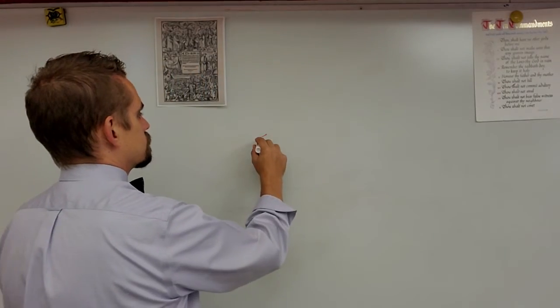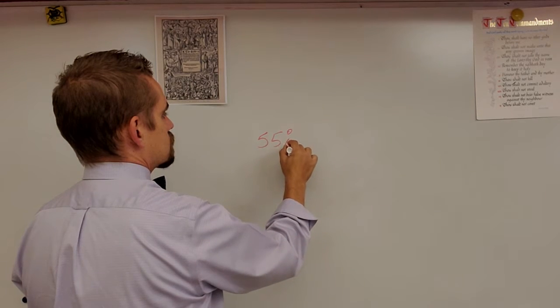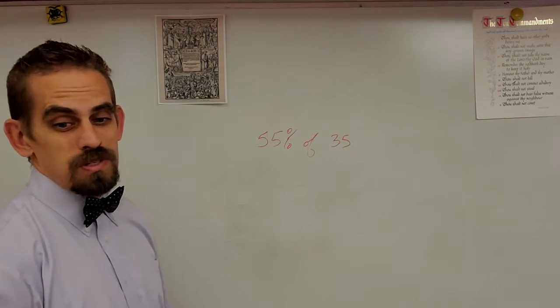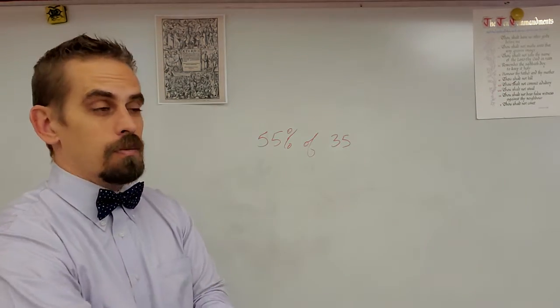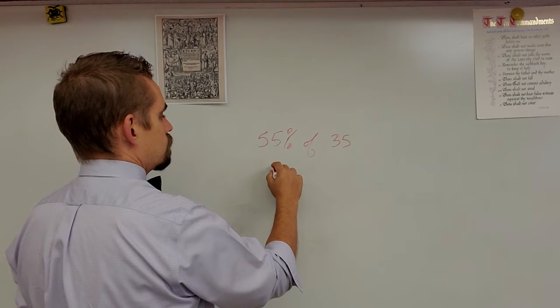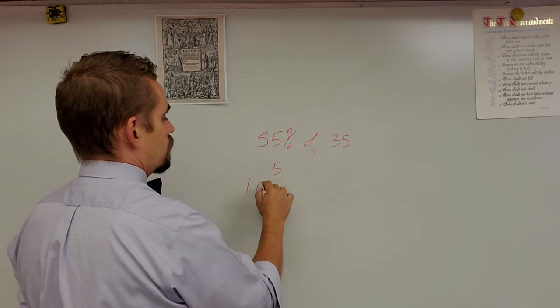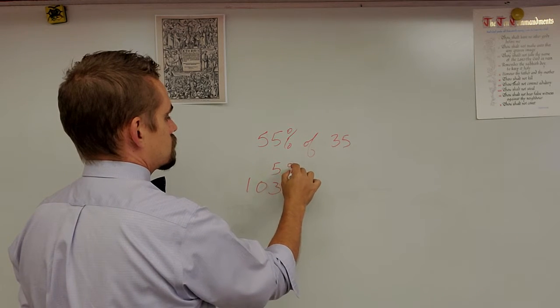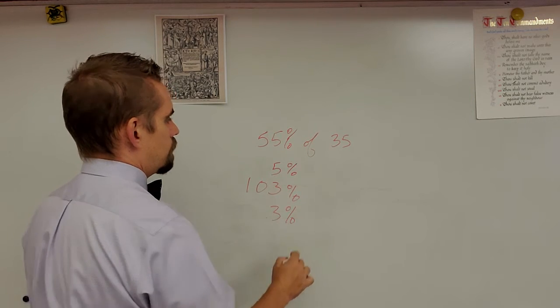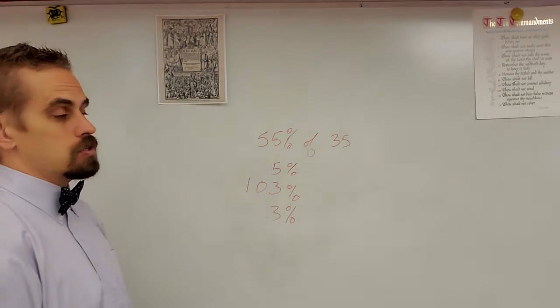We're going to review real quick how to find the percentage of a number. Let's say I want to find 55% of 35. This is one of the simplest things we can do. It's not complicated. You always take your percentage, whether it be 55%, 5%, 103%, or 0.3%. No matter what the percentage is, you always do this.